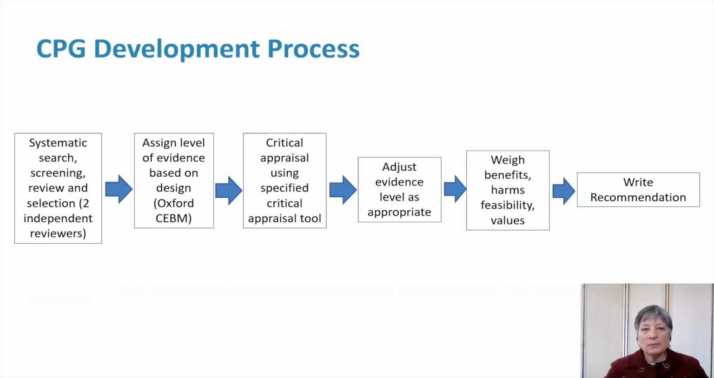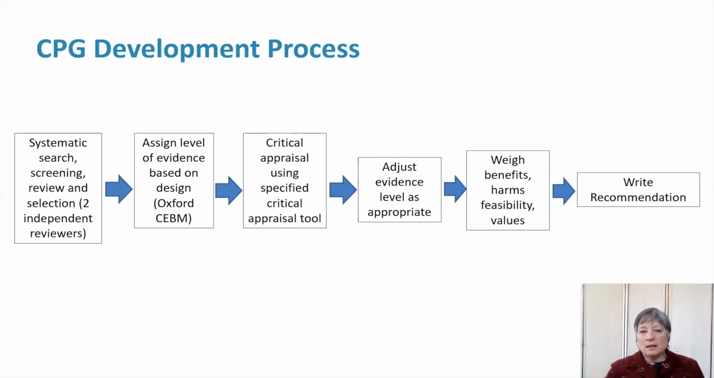The CPG development process conceptually goes like this, starting from the left with systematic search of the literature and systematic independent reviews of the articles that are extracted. The next important process is to appraise the included literature. There are a couple of different ways to do that. In this example, we're using a level of evidence approach, which is a little different from the grade approach, which is also very commonly used.